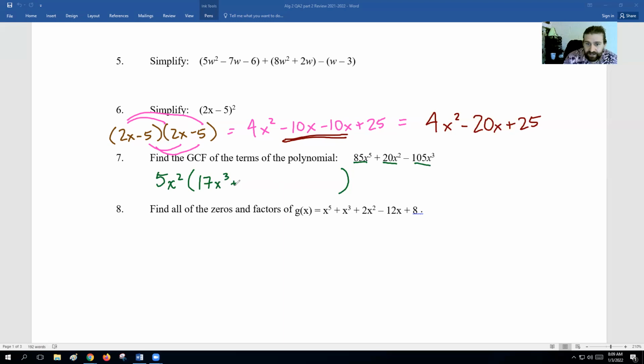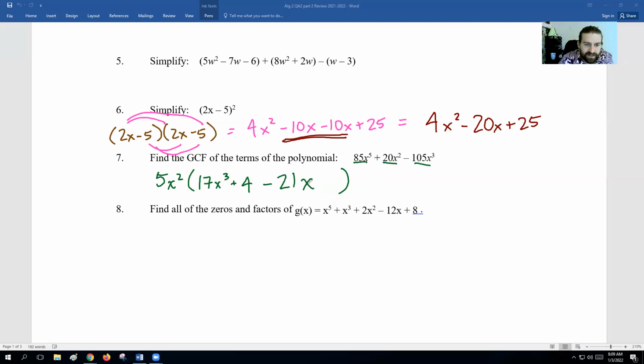And let's see, 85 divided by 5. Yep, that's 17. And then x to the 5th drops down to x cubed. All right, plus 20 divided by 5 is 4. If we had x squared, we got rid of x squared, it just stays 4. Okay. And then minus, 105 divided by 5, that's 21. Yeah, it's 21. And then x cubed, if we got rid of x squared, just makes it a plain old x. So there we go.